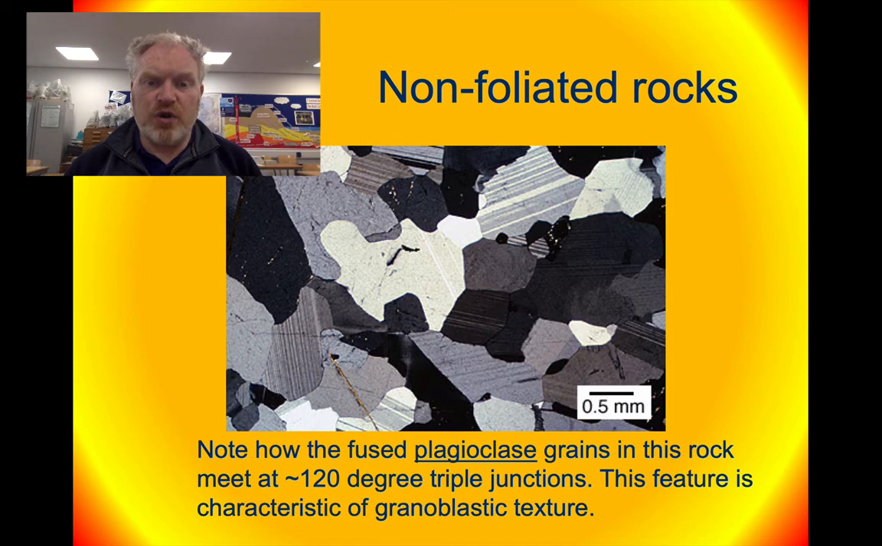These show us that these crystals don't cut across each other. They're sort of all lumped together, and it shows us that heat is the main agent of metamorphism for these non-foliated rocks. This is what we call a granoblastic texture.